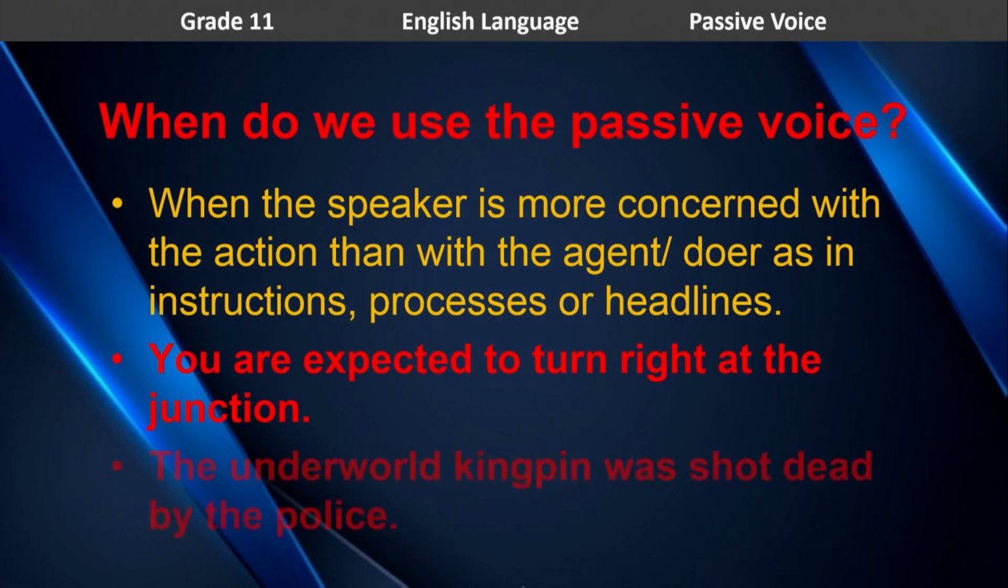And the newspaper headlines, can you have a look at this one? The underworld kingpin was shot dead by the police. This is a newspaper headline. When you write newspaper headlines, we generally use passive voice sentences.